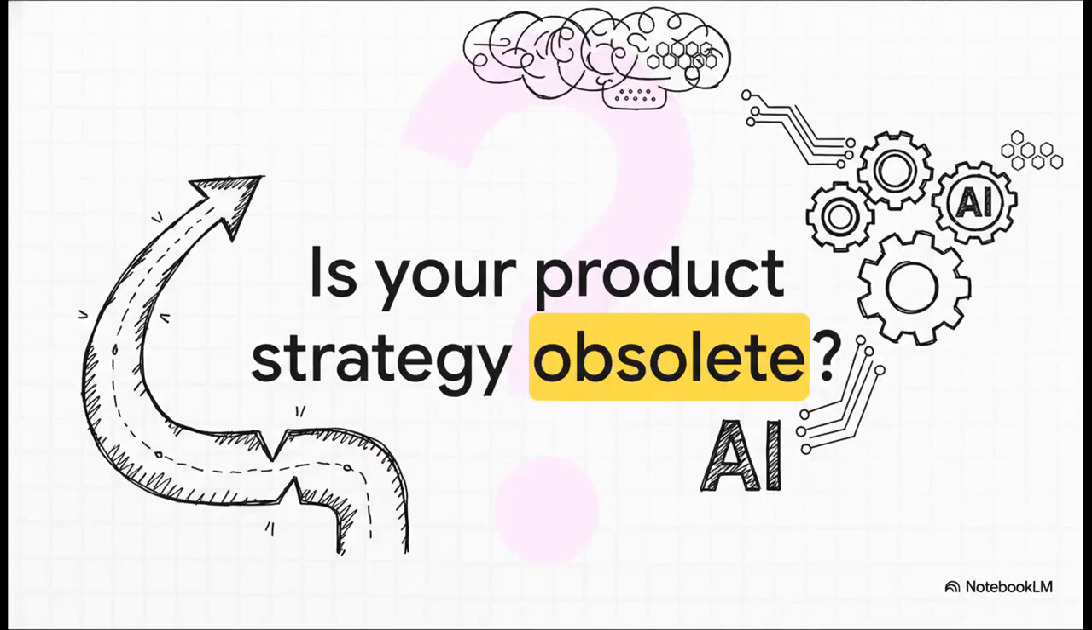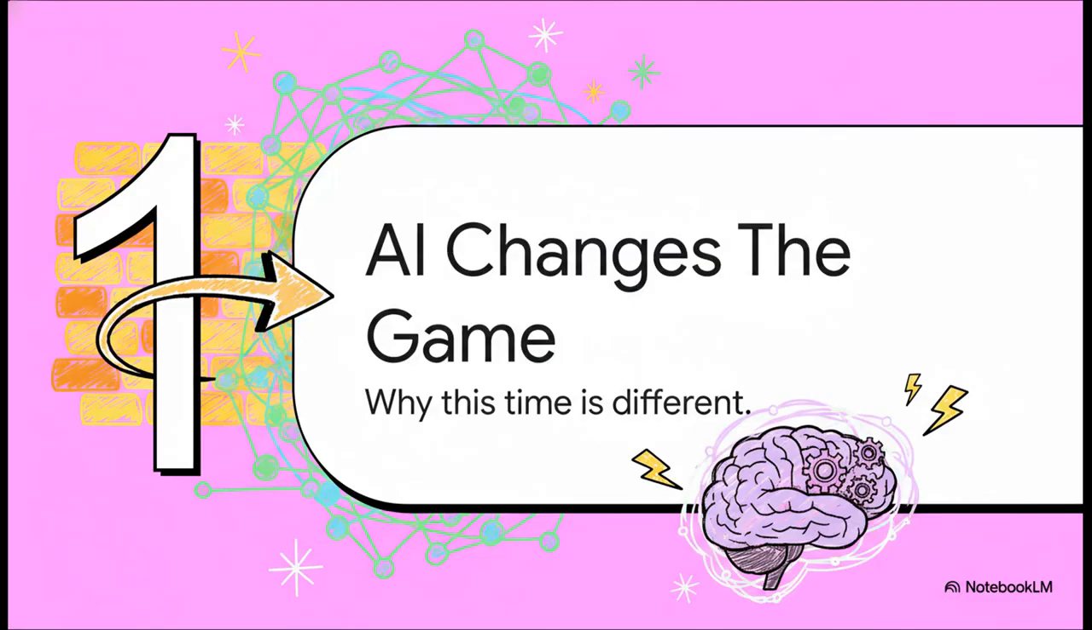So let's just kick things off with a big, maybe a little uncomfortable question. I want you to think about your current roadmap, your feature backlog, your entire product strategy. Is it still relevant? Or is it possible that generative AI has already made it obsolete? All right, let's get into it.